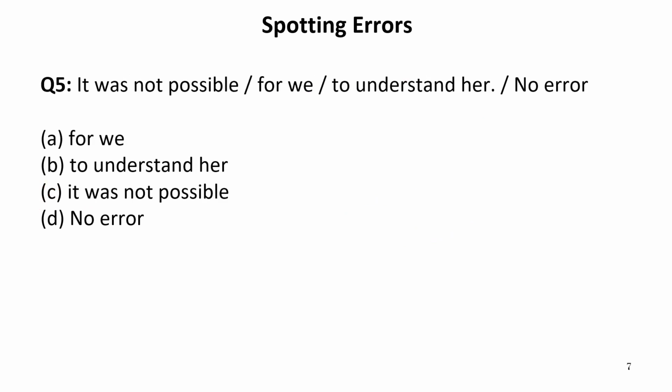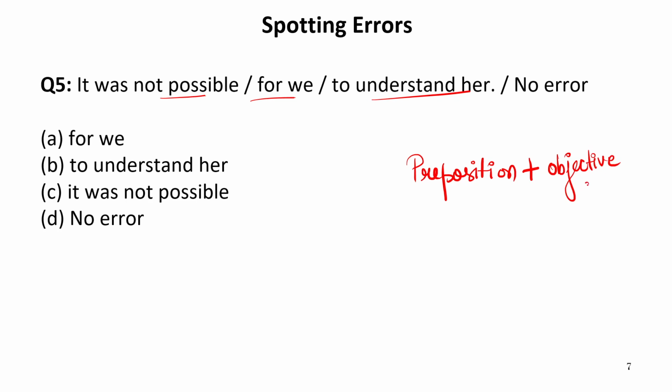Now let us move to the next one. It was not possible for we to understand her. Now, whenever we have a preposition and after it we have a pronoun, it should be in objective case only. If a preposition is followed by a pronoun, the pronoun should be in objective case only. Now this we is a subjective case or the nominative case, but we need an objective case. Therefore, this we should be replaced with us, as the objective case of we is us.